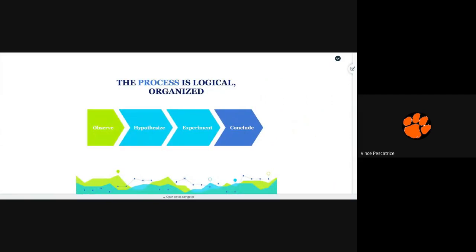So the scientific process is organized and it's logical, all right? You observe something happen. You take that observation and then you make a hypothesis. Why did that happen, all right? Or what could I change about it? You do an experiment, all right? You test it out. Does this work? Then you come to a conclusion about those results. So what you saw, you come to a conclusion. How did that work? How does that happen?